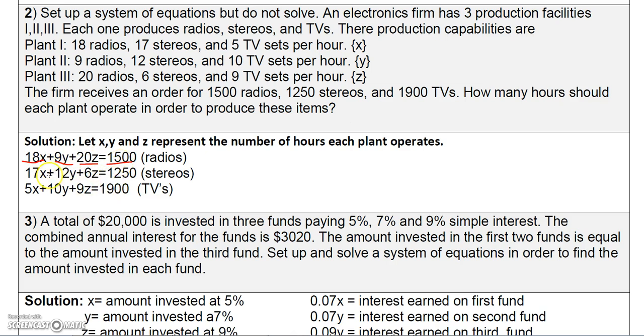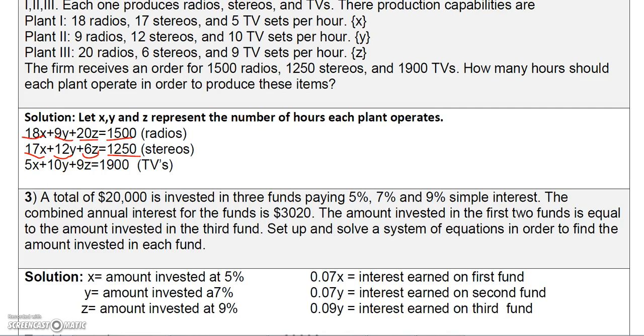And then stereos, you get 17 stereos from plant 1 per hour, 12 stereos from plant 2 per hour, and 6 stereos from plant 3 per hour. So 17x plus 12y plus 6z has to equal the 1,250 stereos that you have to make. And then for TVs, you get 5 TVs from plant 1 per hour, 10 from plant 2 per hour, and 9 from plant 3 per hour. And since you have to have 1,900 TVs, then 5x plus 10y plus 9z must equal 1,900.